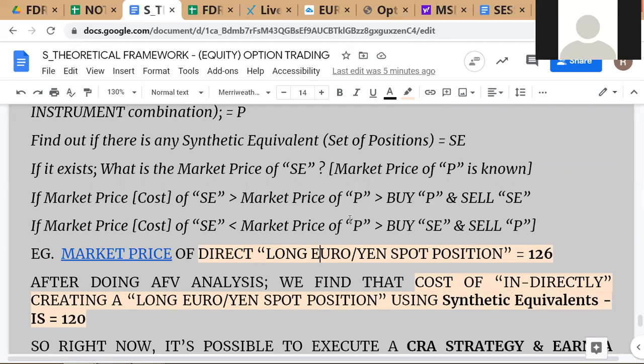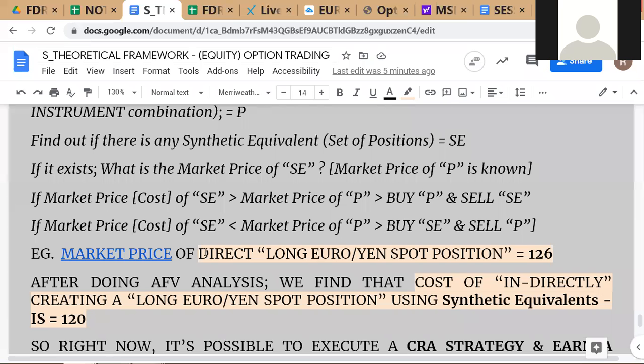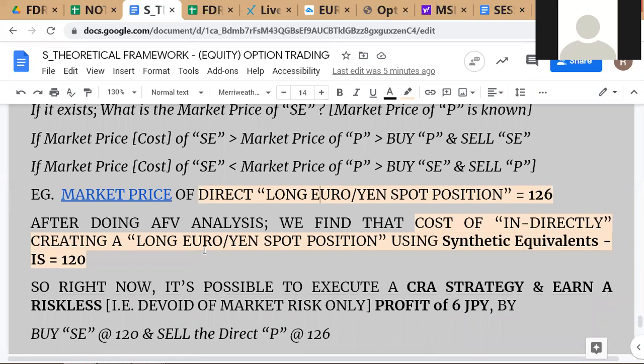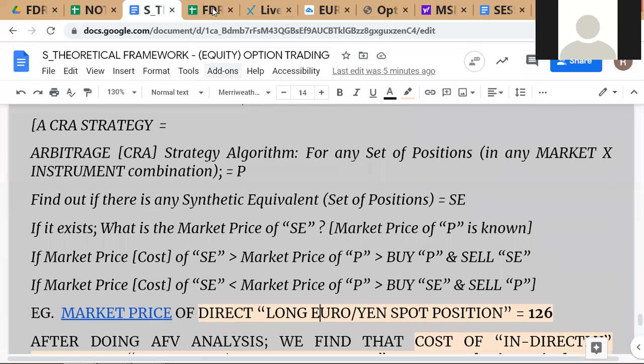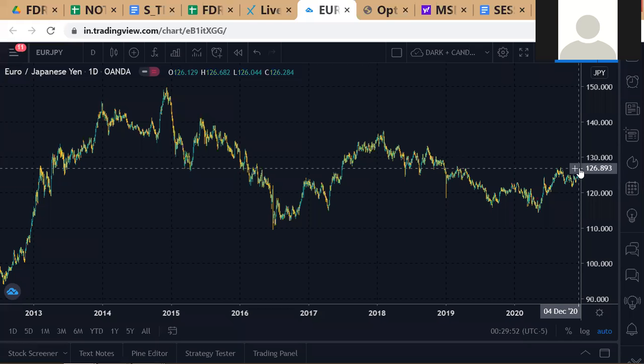So the AFV method gives you a fair value estimate, and allows you to solve this problem of buy or sell. Okay, so therefore it belongs to this technique. This is a long discussion, but it's important to understand that there is one way of solving this problem. When you look at the euro yen, you may be confused as to whether I should buy or sell this thing. Well, there's no need to be confused.